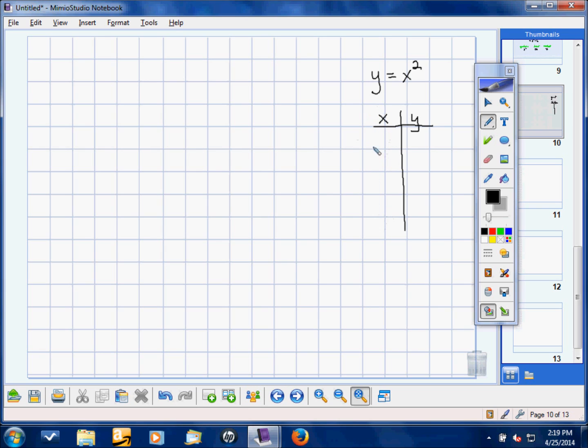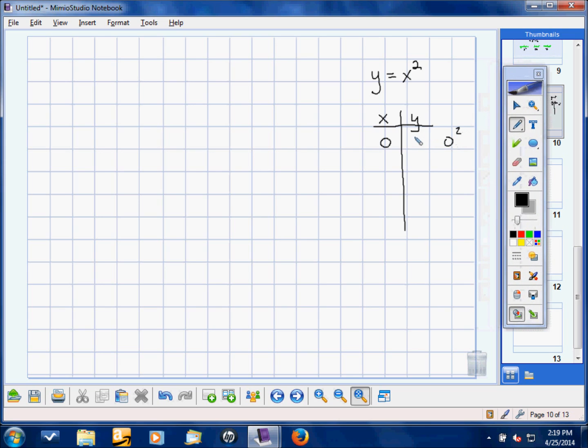Let's start with 0. When x is 0 and you plug in 0 here, 0 squared is how much? 0. Easy one. What about 1? 1 squared, 1 times 1, is 1. What about 2? 2 squared is 4. And 3 squared is 9. Now we're not going to go up any further, but let's head into the negative zone for a minute.